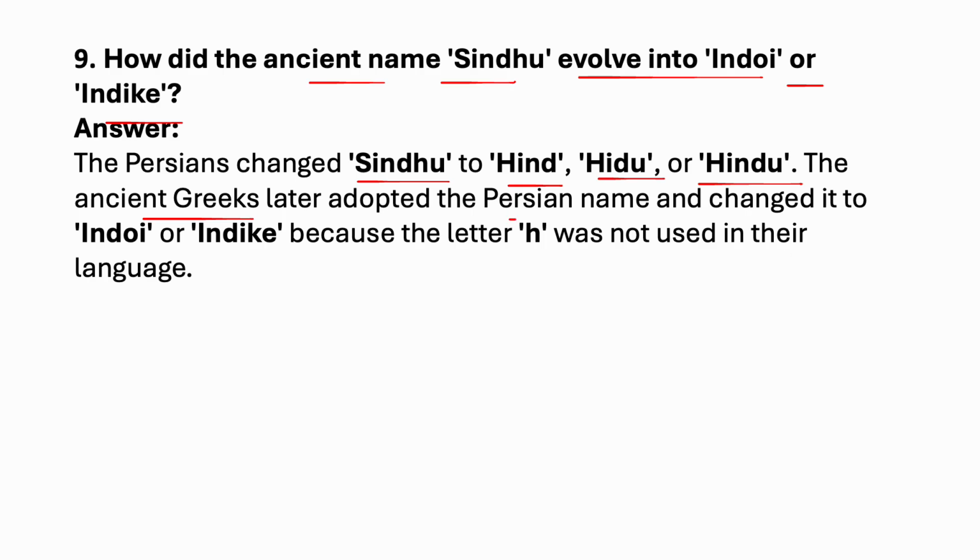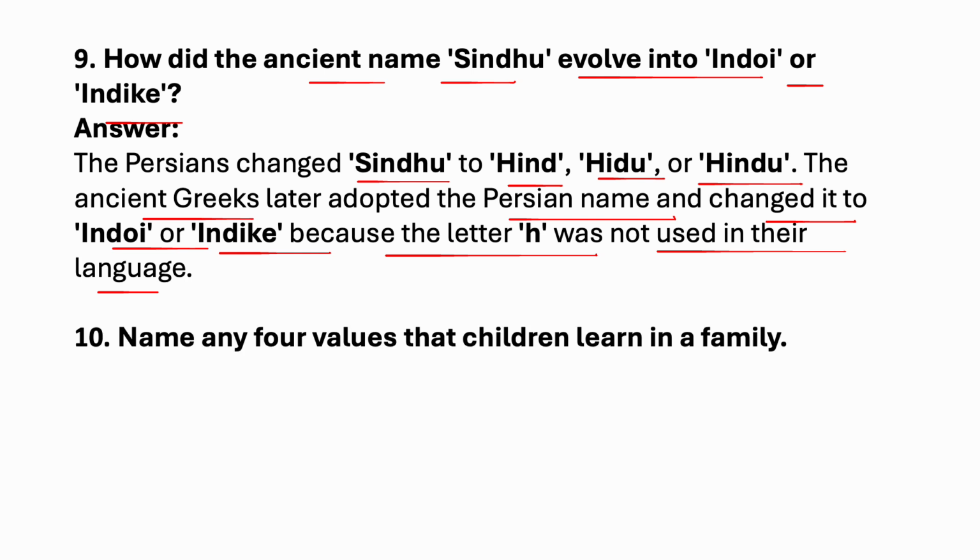The ancient Greeks later adopted the Persian name and changed it to Indoi or Indike because the letter H was not used in their language. Later, the ancient Greeks learned this name from the Persians. The Greek language did not use the letter H in the same way, so they dropped it and changed Hind to Indoi or Indike.